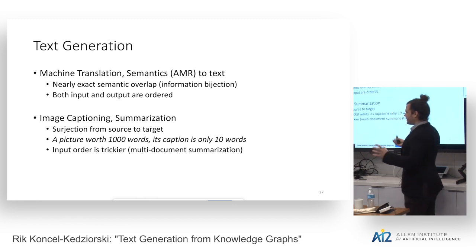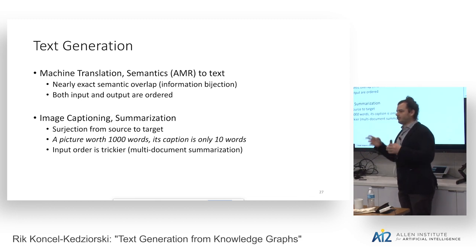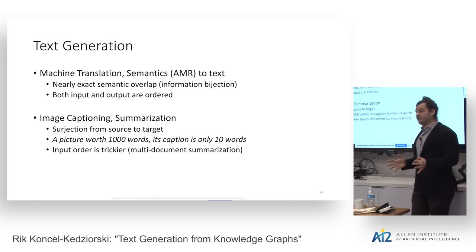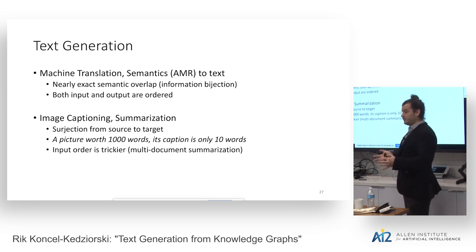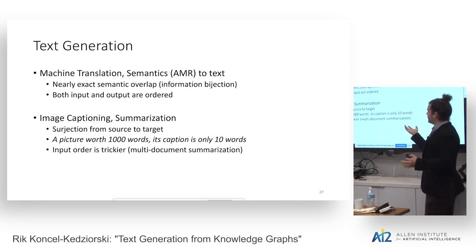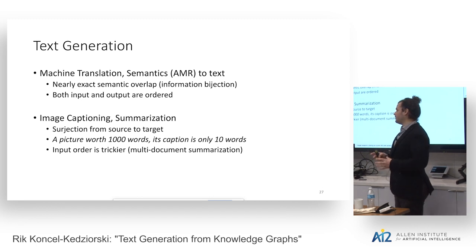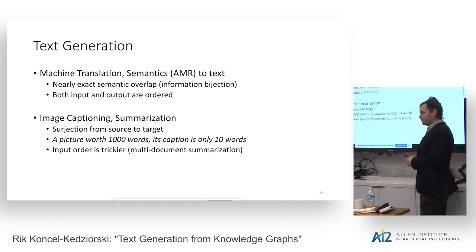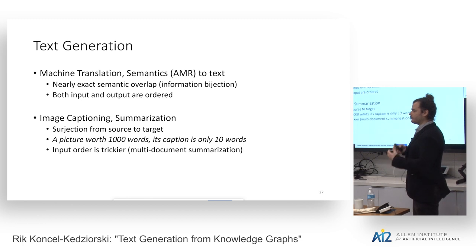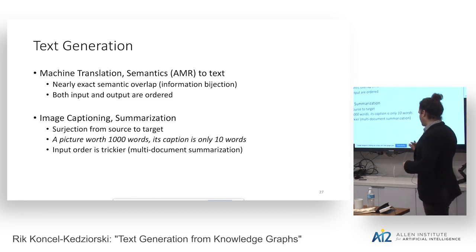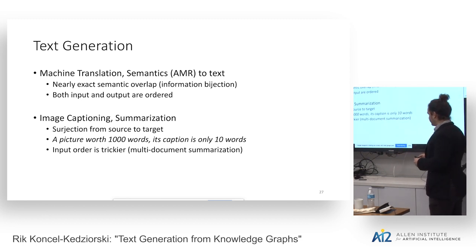A little more flexible here, we've got image captioning or summarization, where you have a very information-dense source, like an image, right? A picture is worth 1,000 words, but its caption is only 10 words, right? So you're going from an information-dense source to an information-sparse output. And order is a little trickier depending on exactly the parameters of the task. If you're doing multi-image or multi-document summarization, ordering is a question you have to deal with.